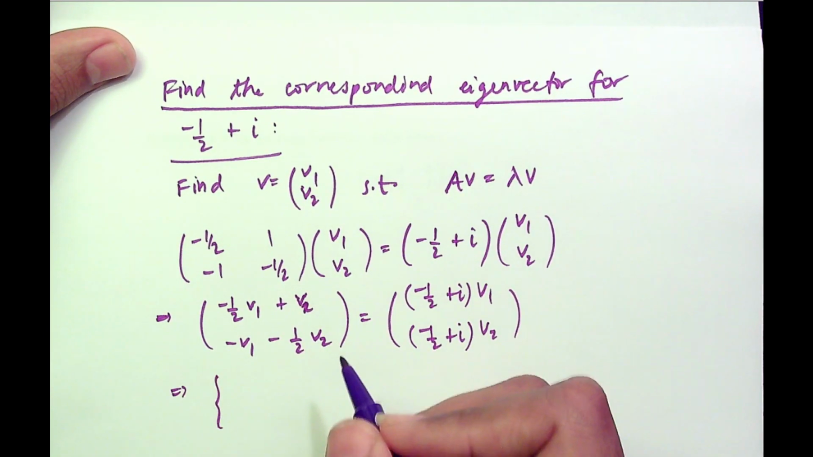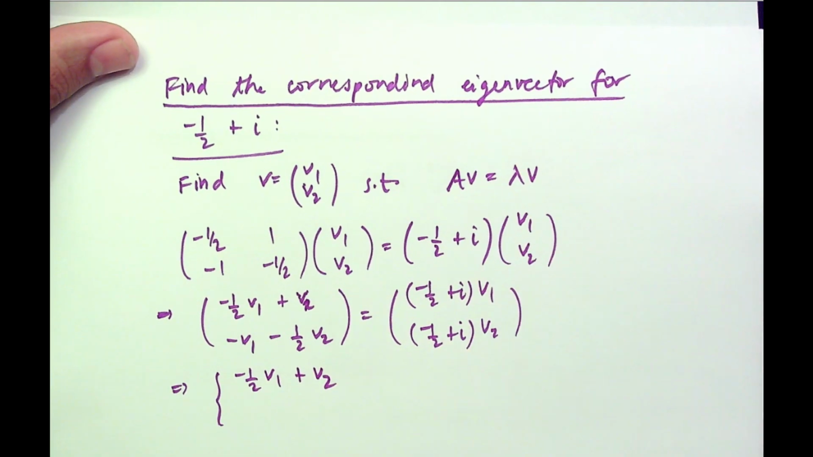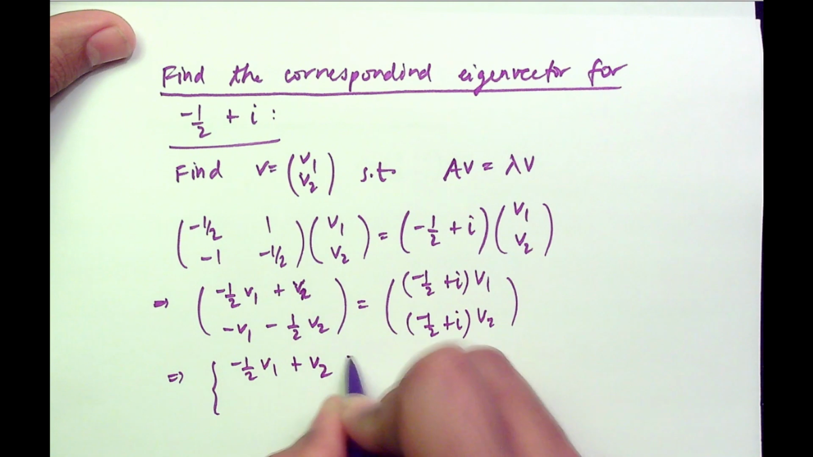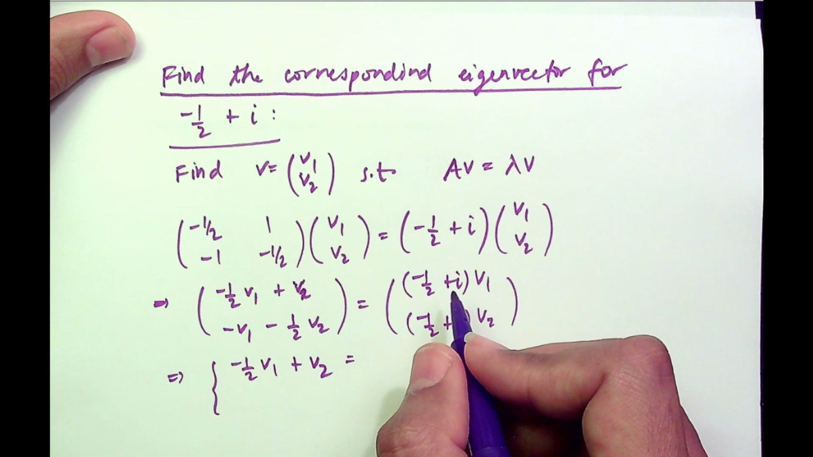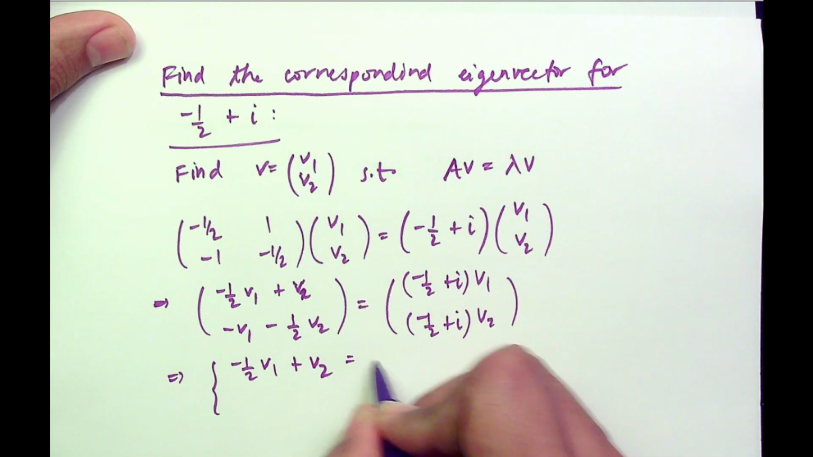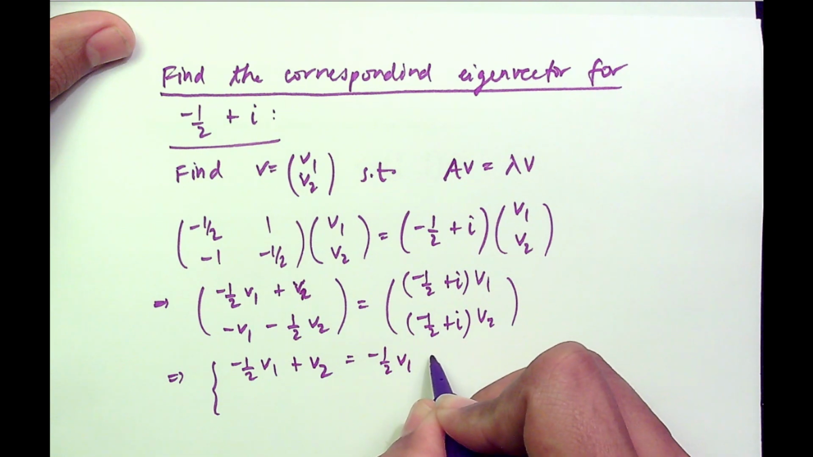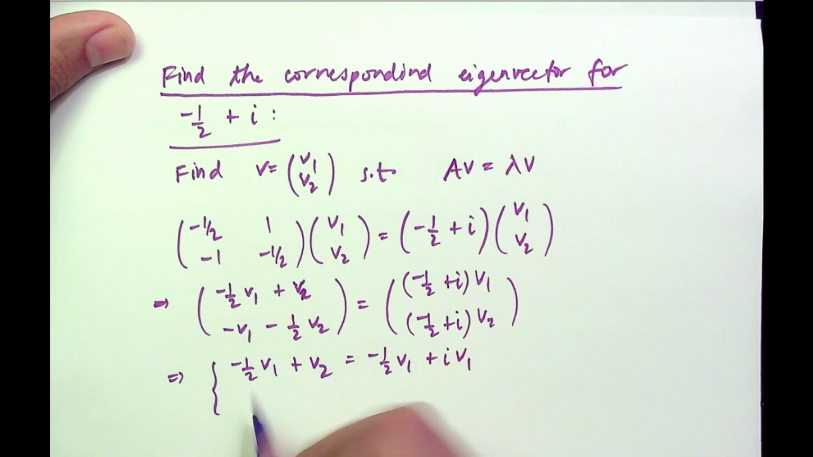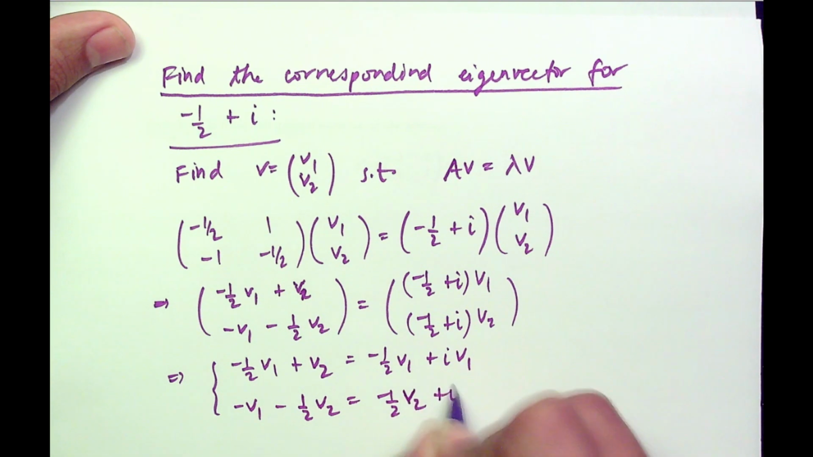Okay, so you get this system, equating parts, equating the top. The top, negative a half v1 plus v2, should be equal to this, and I'm going to distribute here. So this is going to be negative a half v1 plus i v1, and then the second equation becomes negative a half v2 plus i v2.